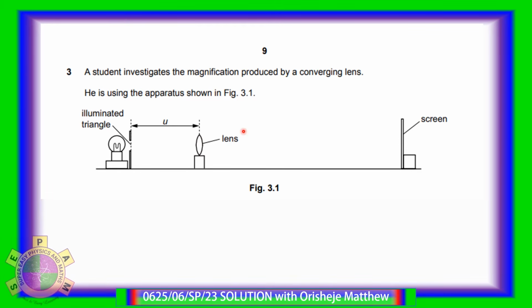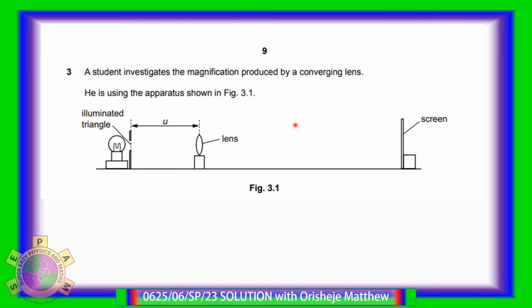Then using a converging lens, convex lens, or converging lens. Then you have the screen here. So the distance between the illuminated object and the lens, this is the object distance. Then the distance between the lens and the screen is the image distance. So how do you get the magnification?